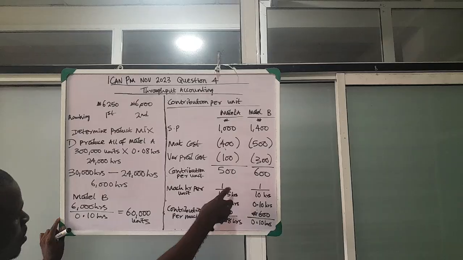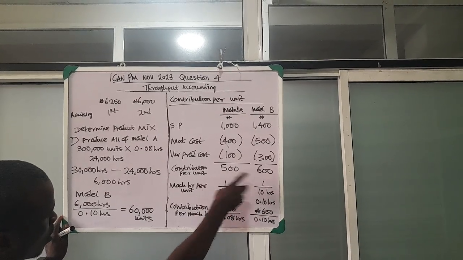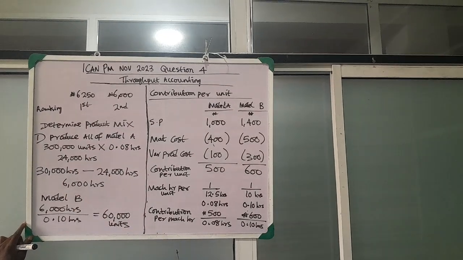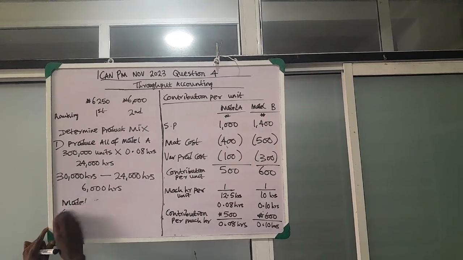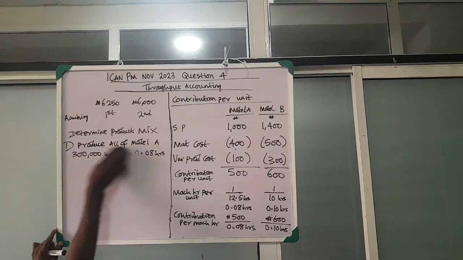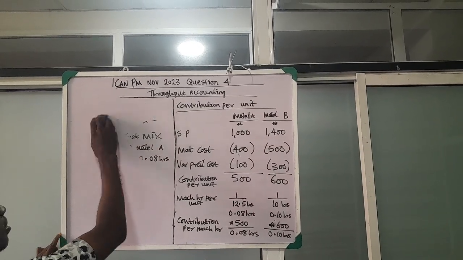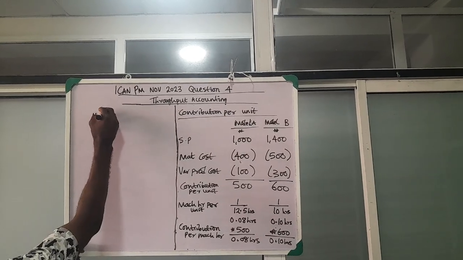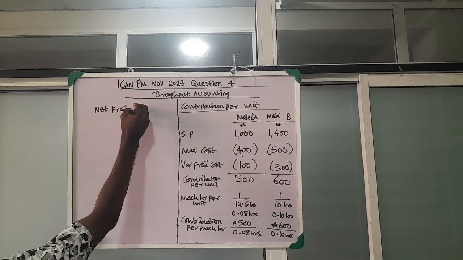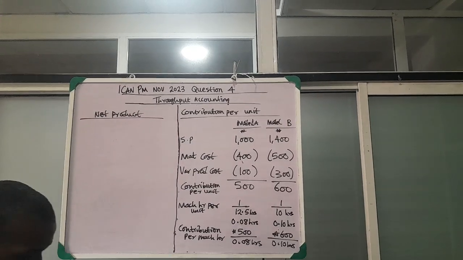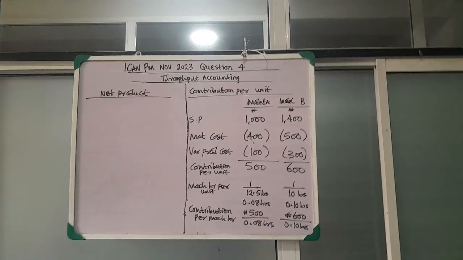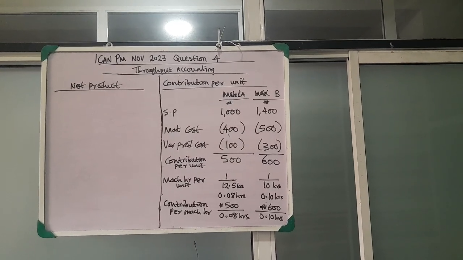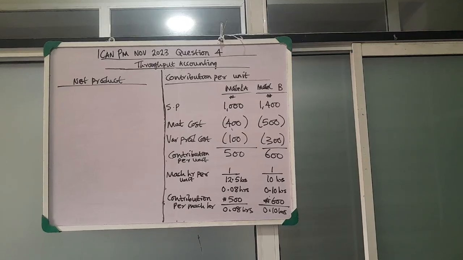I won't wipe here because I want to use this contribution per unit in determining the net profit. So instead, I'll wipe this side. So, computation of net profit, that is under A, which is the marginal costing technique. For the net profit, we will consider the units you are producing, multiply them by the contribution per unit, then less the fixed cost that is provided in the equation.